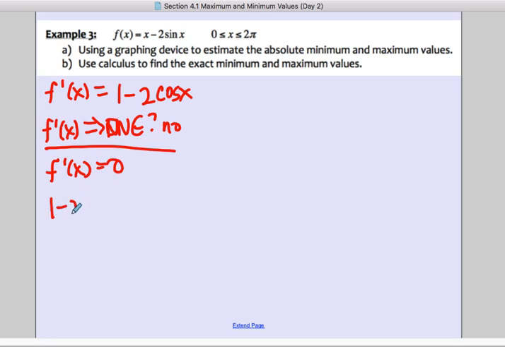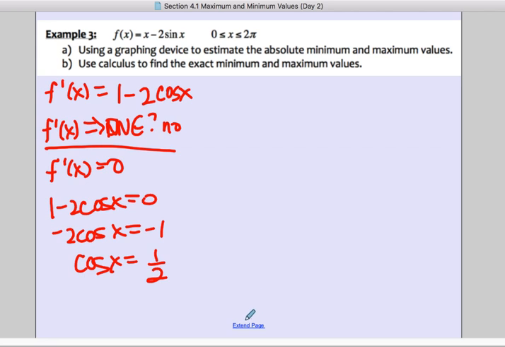And then we also take our derivative and set it equal to 0. So our derivative is 1 minus 2 cosine of x equals 0. So we're going to get cosine by itself. I would subtract 1, so I have negative 2 cosine of x equals negative 1. And then divide by negative 2. So we're really looking where our cosine is 1/2.